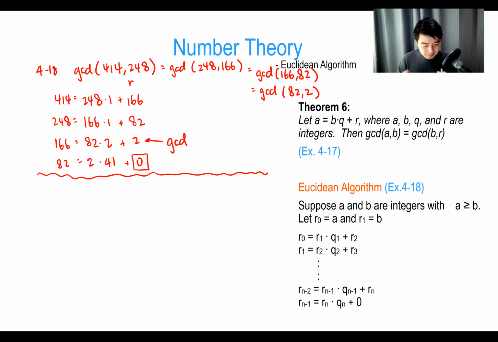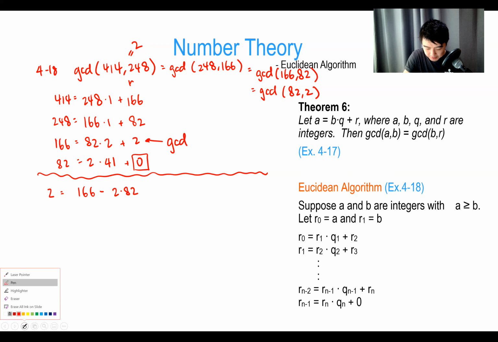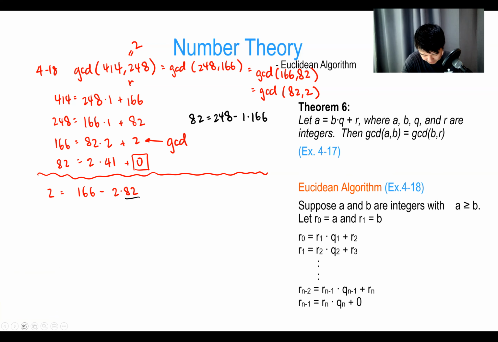Okay, so I'm going to go backwards here. So you notice that we said that the GCD of 414 and 248 is 2. So it turns out that 2 is equal to 166 minus 82 times 2. Well, let's do it this way. I think for readability, 2 times 82. I just moved this over to the other side. Okay, and now I can go backwards and figure out what each one of these numbers is. So I'm going to go back and check out 82. So 82 is equal to 248 minus 1 times 166, and I'm going to plug this 82 into here. Okay, and I'm going to get the following.